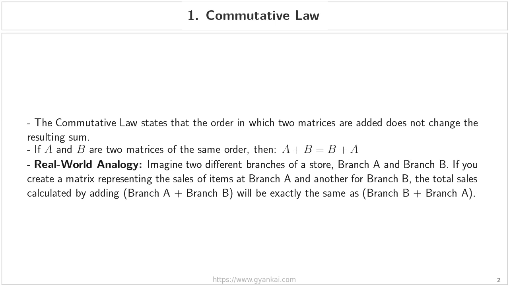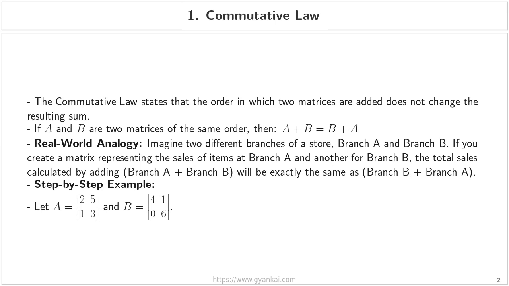To help you visualize this, let us use a real-world analogy. Imagine you are managing two different branches of a store, branch A and branch B. If you create a matrix to represent the sales of items at branch A and another matrix for branch B, the total sales will be the same whether you add the sales of branch A to branch B or branch B to branch A. The total remains unchanged regardless of the sequence. Let us look at a step-by-step example to prove this.